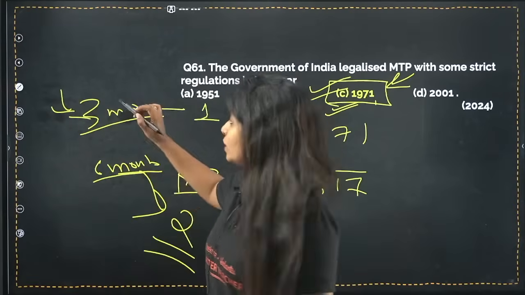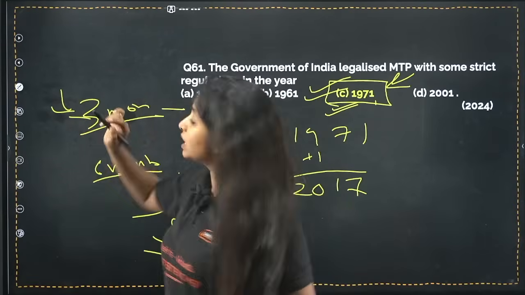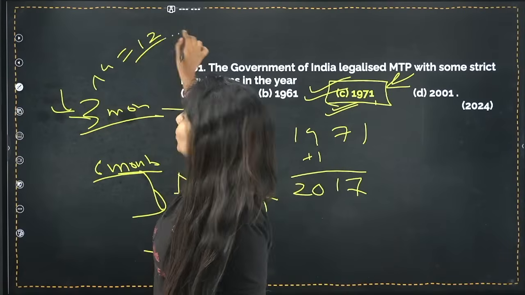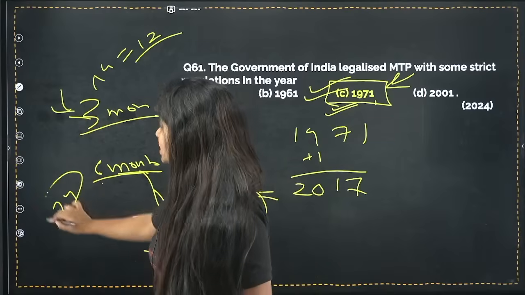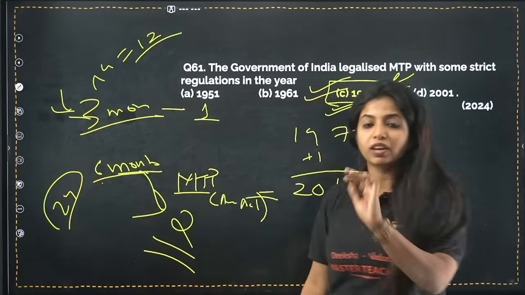Always remember, 3 months means how many weeks? 1 month has 4 weeks. 3 months means 3 into 4 is equal to what? 12 weeks. 6 months means how many weeks? 6 into 4, 24 weeks. Okay, 24 weeks. These things are very, very important.